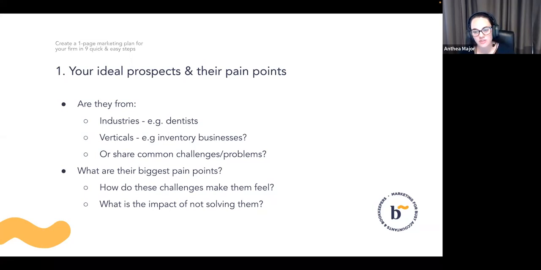If not, just start writing some ideas, whether the people you like to work with maybe from an industry, like hospitality or the dentist or something like that, or a vertical, like inventory businesses or something like that, which would span across multiple industries. It doesn't just have to be industry. It's just an easy way to think about it. If you're struggling with this and working out who to target, what to focus on, I would just suggest thinking about who you don't like working with as well.